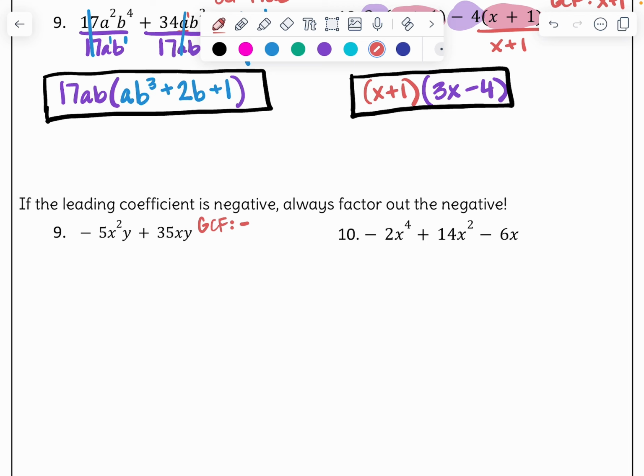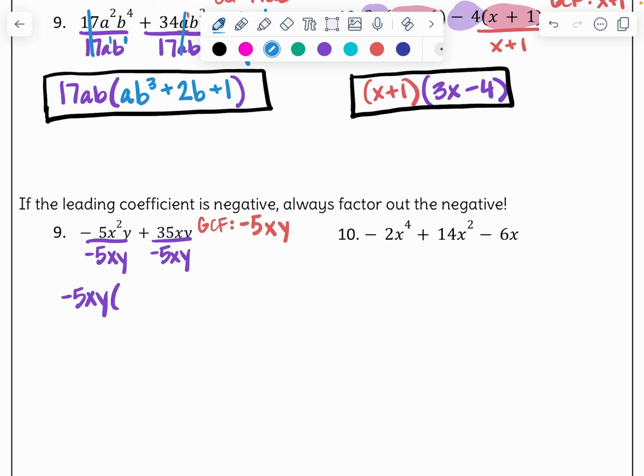What's the greatest common factor for 5 and 35? That would be 5. The lowest exponent for x is 1, and the lowest exponent for y is 1, sorry. So our GCF is negative 5xy. Divide each term by the GCF. Write it outside the parentheses, and then divide.